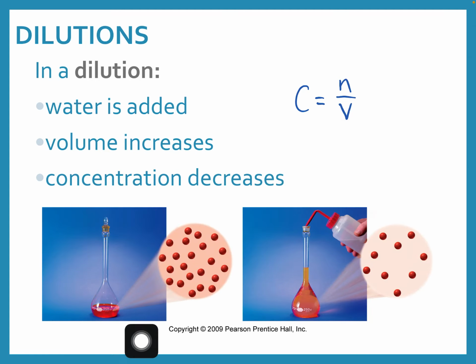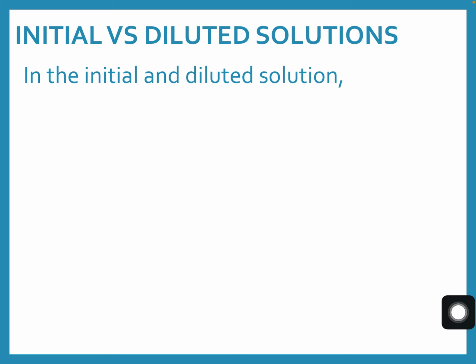Just a visual here. If I start off with a certain concentration of solution and I add water to it, my overall volume increases. My solute is now dissolved in a larger volume, which means if I look at a specific volume, in the more concentrated solution there are going to be more molecules of solute than in that same given amount of volume in the more dilute solution.